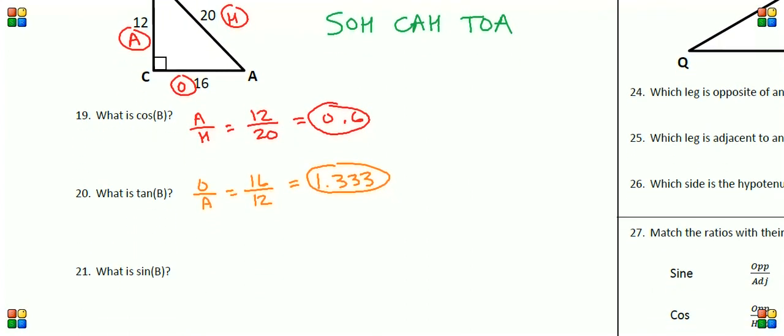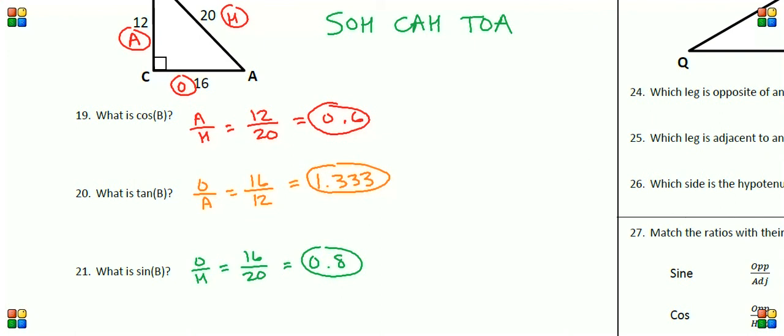Number 21, what is sine of B? Well, sine is opposite over hypotenuse. So O over H. Our opposite side length is 16. Our hypotenuse is 20. 16 over 20. And your calculator says 0.8. There is sine of B.